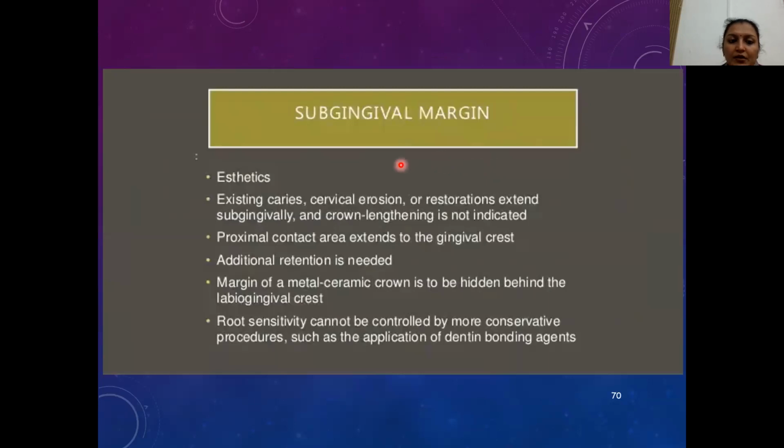Subgingival margins: the indications include aesthetics, existing caries, cervical erosion or restorations extending subgingivally, and when crown lengthening is not indicated. Proximal contact area extends to the gingival crest. Additional retention is needed. Margin of a metal ceramic crown is to be hidden behind the labiogingival crest. Root sensitivity cannot be controlled by more conservative procedures such as the application of dentine bonding agents.